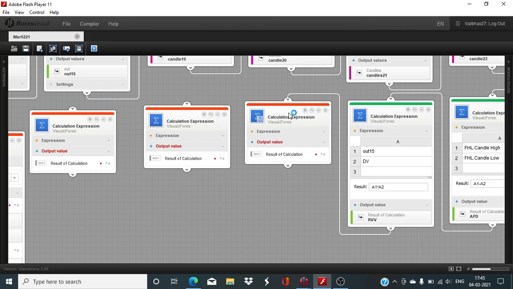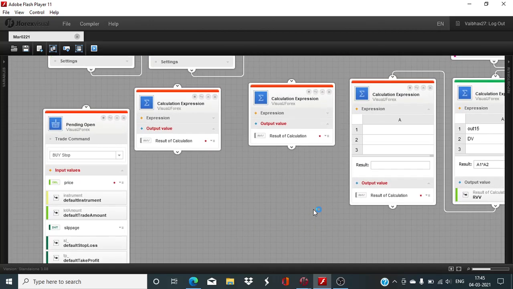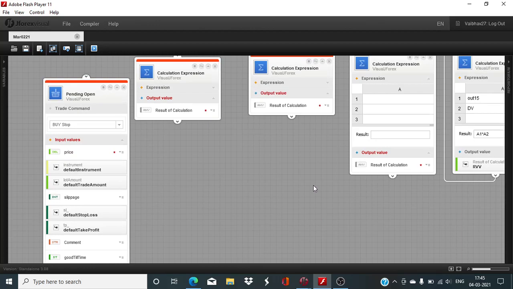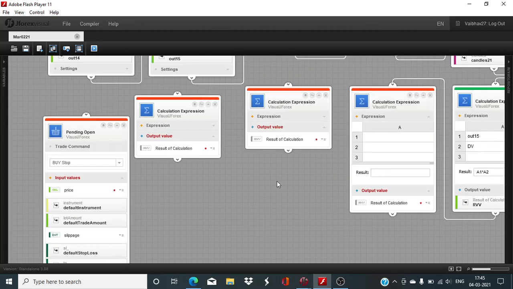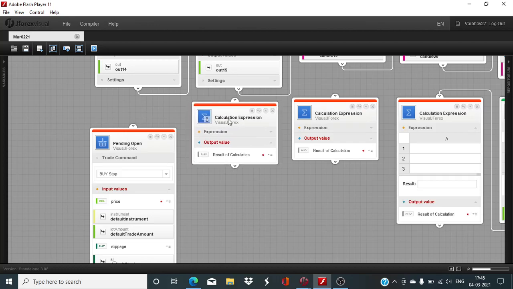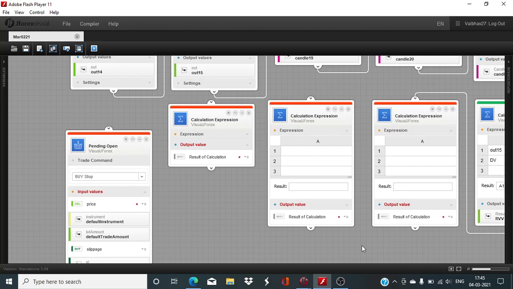First we will calculate. I think first we should calculate this entry point for the buy trade, and then its order validity, and also we will need to calculate the sell entry point as well.